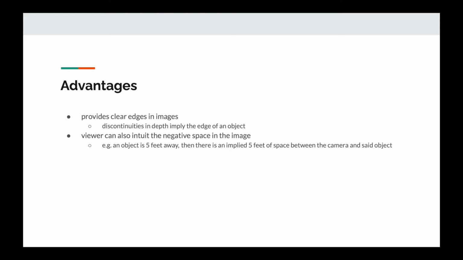So the viewer also can tell where the negative space is, which is important to note, because if you have an object and you can see it, that means that there is nothing in between that object and your eye. So for example, let's say that you have an object 5 feet away from you. If you can see that object, there is 5 feet of space between that object and your eye. So that means that there is 5 feet of implied space between those two. And that's what these cameras can depict because they are depth sensors.